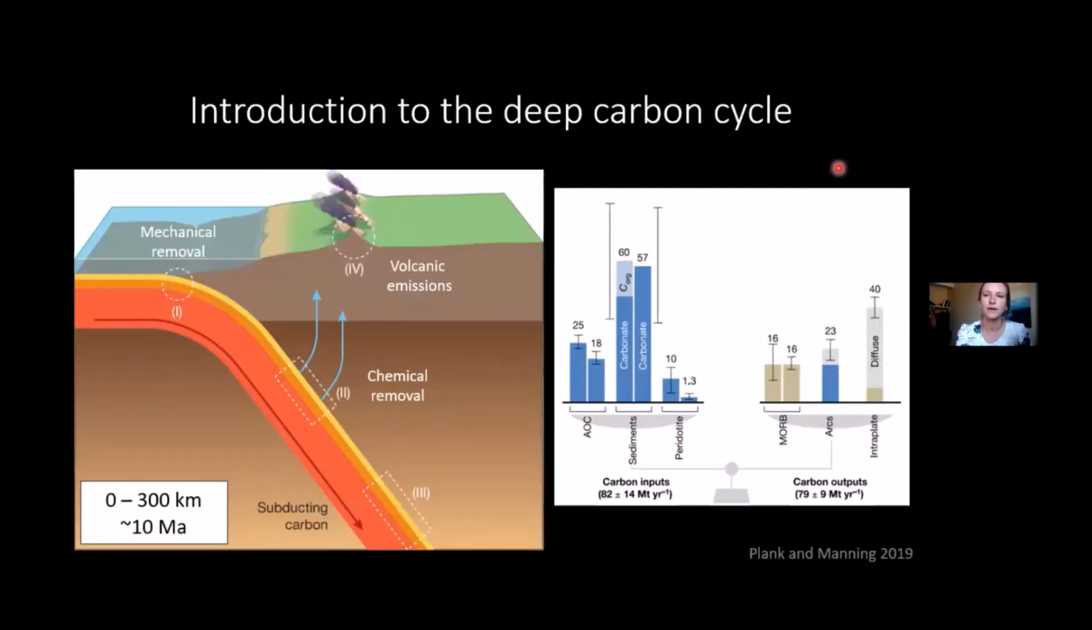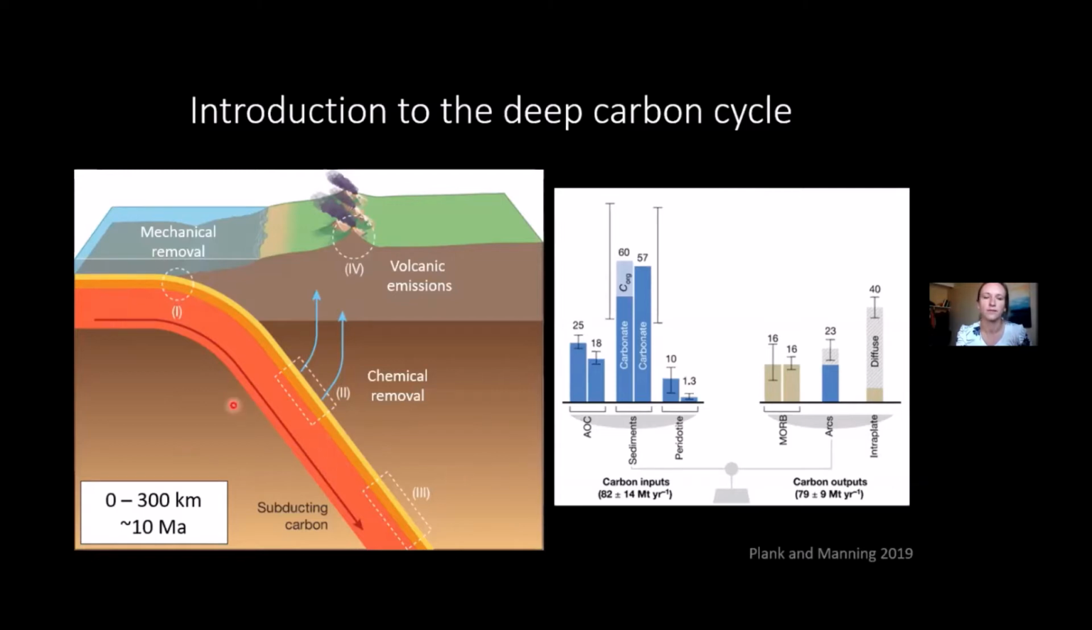Okay, so the topic we'll be focusing on today, as I said, is the deep carbon cycle. And I think this idea can be really well understood using a couple of different diagrams that Plank and Manning developed in their 2019 review. On the figure on the right, what they're showing is simply the idea that carbon can be fixed in not only the sedimentary, crustal, but also the peridotitic, the mantle unit of a subducting slab.